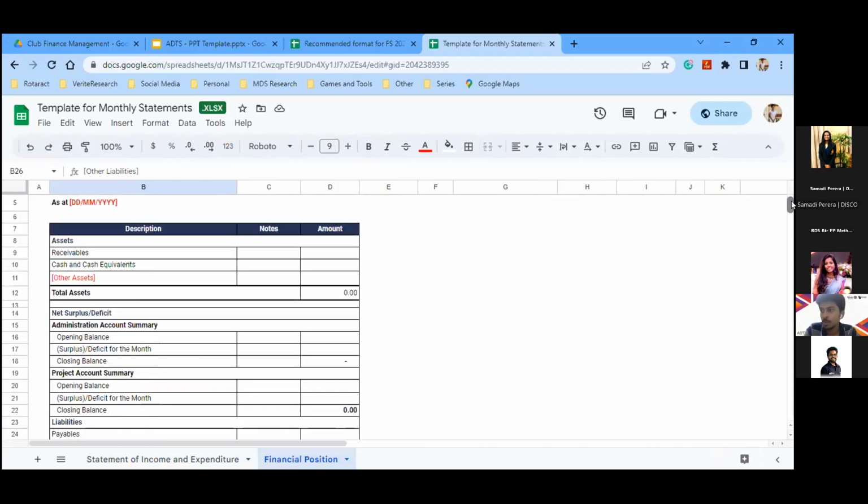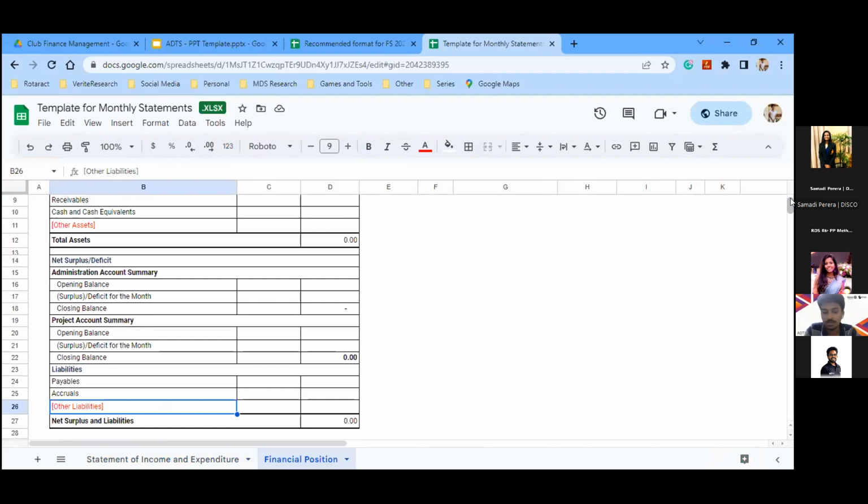Then you also have the financial position, which is again the same thing, but only for that month. So opening balance from the beginning of July and closing balance at the end of July. Payables for projects that happened in July, accruals and so on. But with the financial position, say a project took place in July and you have payables, and you haven't made the payment even at the end of August, then they still show up in payables.